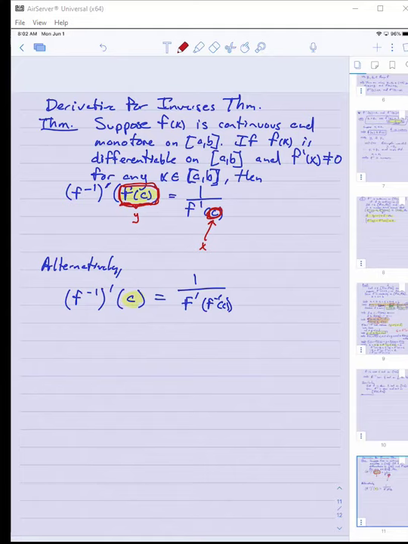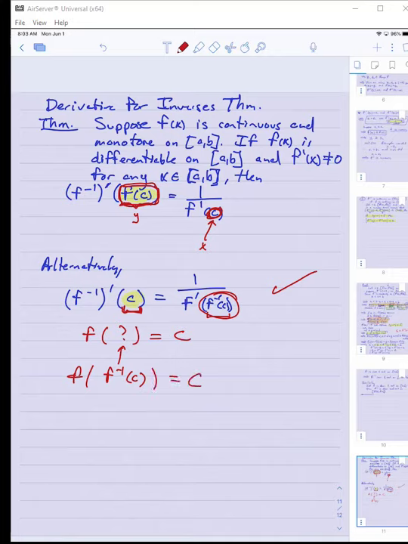This formula down here, this second one, says the same thing. It says if you're plugging in this number to the derivative of the inverse, this number over here should be the x from which this c value came. That is, this value should be the x value that got you an output of c from the function f of x. Well, what would that value have to be? It'd have to be f inverse of c, because we know f of f inverse of c is c.